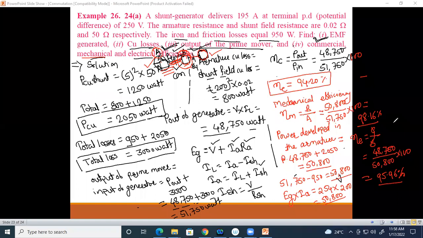So this is an important and easy question. Find out the generated EMF, then find out the copper losses, then find out the output of the prime mover, that means the input of the generator. After that, find out the efficiency. From that, calculate the efficiency again. Okay, getting it? Is there any doubt?